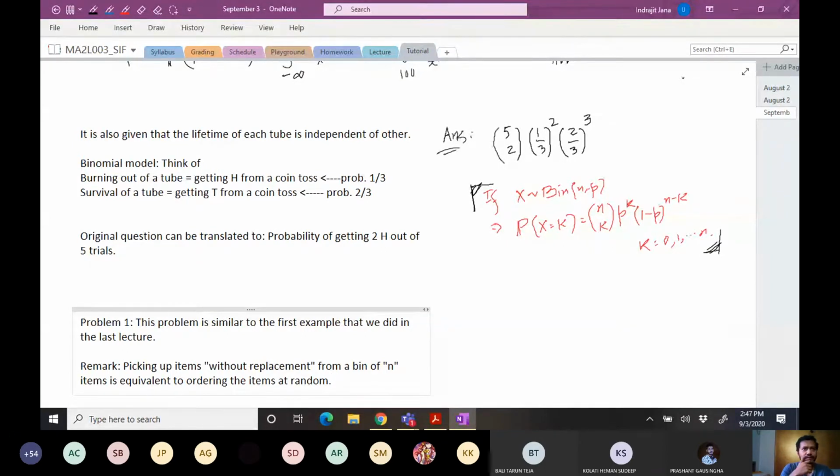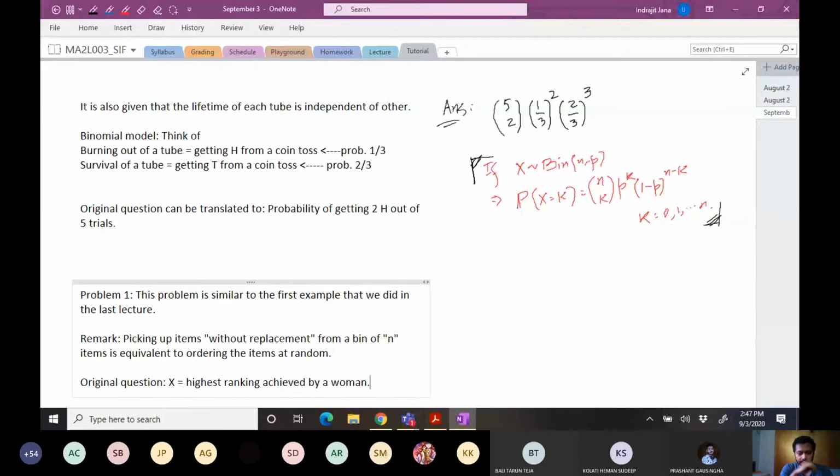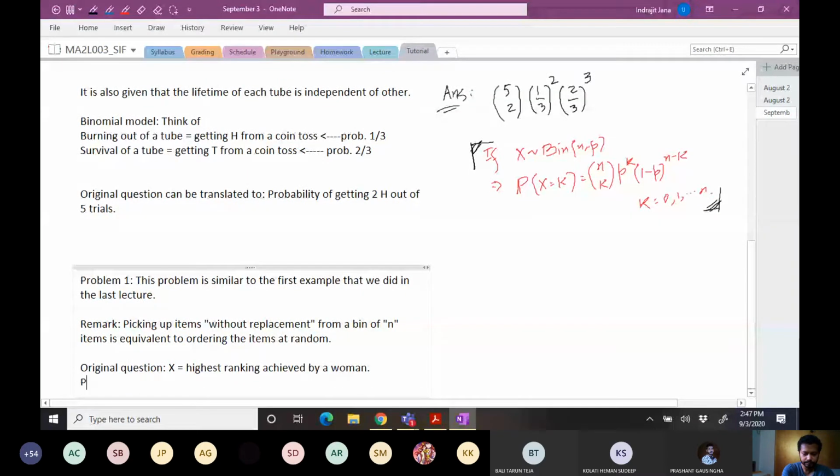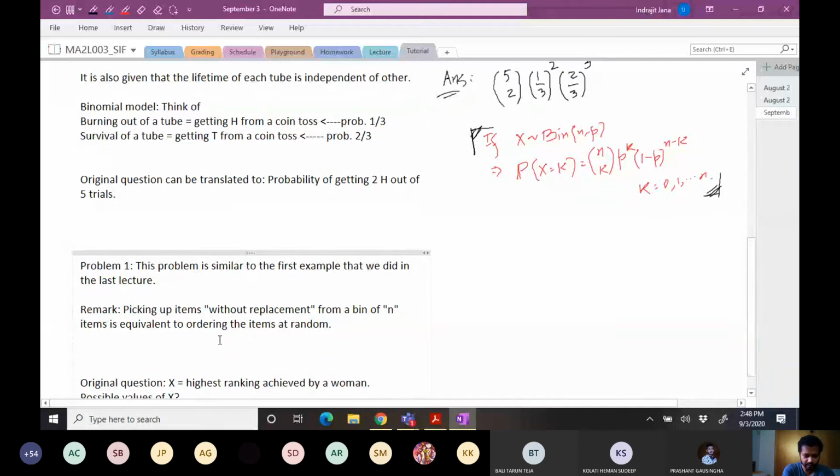So now let's complete the solution of this problem. Here X is the original question. X is the highest ranking achieved by a woman, right? What are the possible values of X? By the way, it is given that there are 5 boys and 5 girls, so 5 men and 5 women.